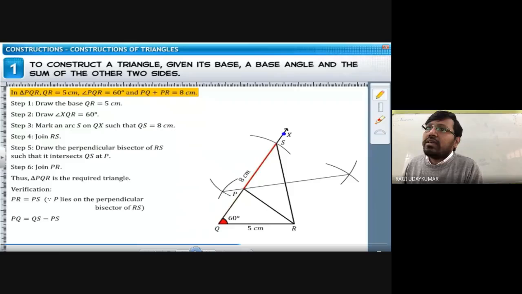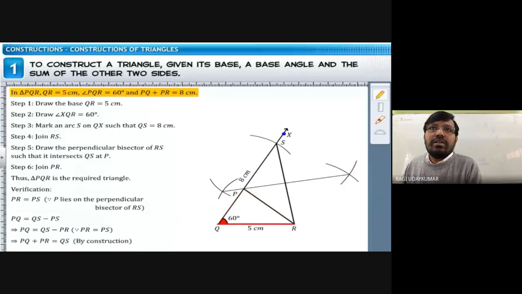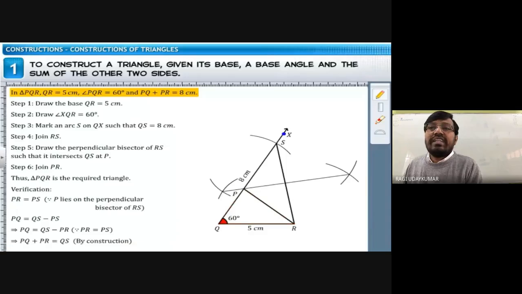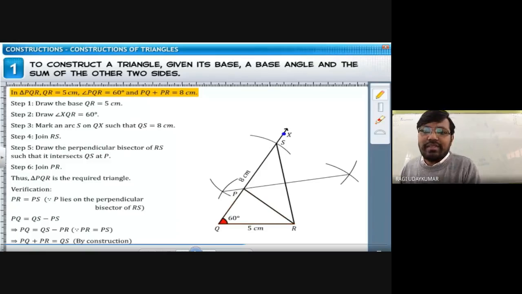You can even prove that these two triangles are congruent. So PS length is equal to PR. PQ plus PR length is 8, which is given to you. Therefore it is right, the required construction. So this is a way to construct the triangle when its base, base angle, and sum of the other two sides are given to you.